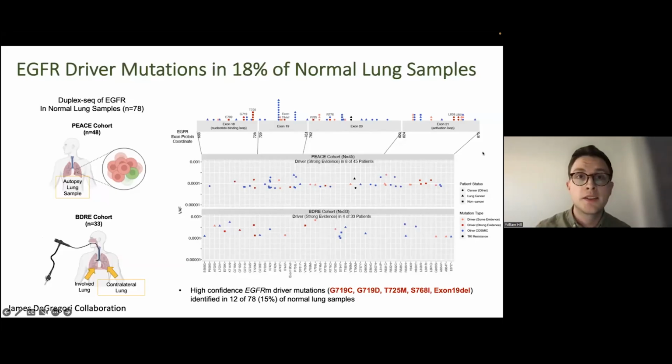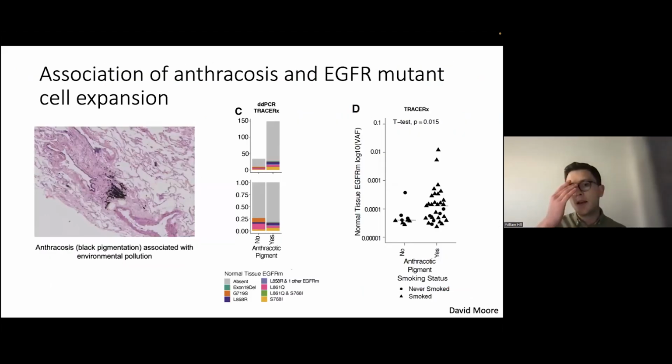One of the things that this larger cohort of normal tissue allowed us to do was explore clinical associations with the presence of EGFR mutation. Within lung tissue, it's been well documented that you can get anthracosis, this black pigmentation, which is associated with environmental pollution. And we saw no association between anthracosis and smoking status. We explored firstly whether the presence or absence of anthracosis was associated with having an oncogenic EGFR mutation. And we saw no association, suggesting that anthracosis is perhaps not inducing these mutations.